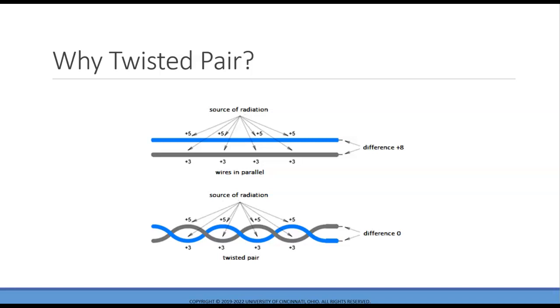In this figure, a total of 32 units of radiation strikes both wires in each of the 2 cases. In the wires in parallel, the top wire absorbs 20 units and the bottom wire absorbs 12 units, producing a difference of 8. In the twisted pair example, each of the 2 wires is on top 1/2 of the time, which means each wire absorbs the same amount of radiation.